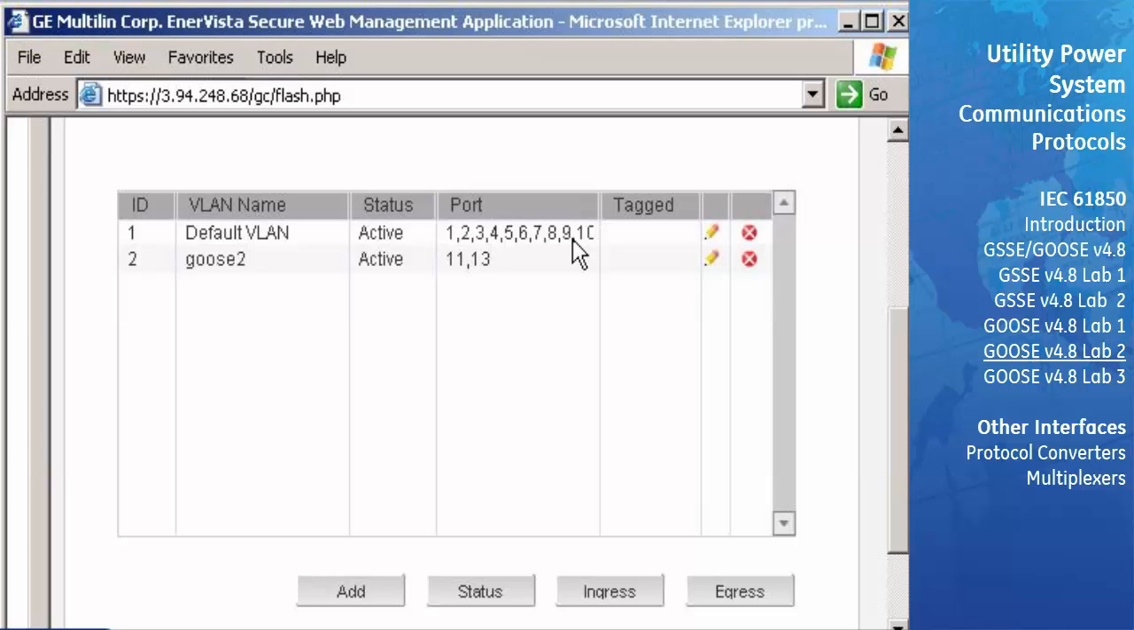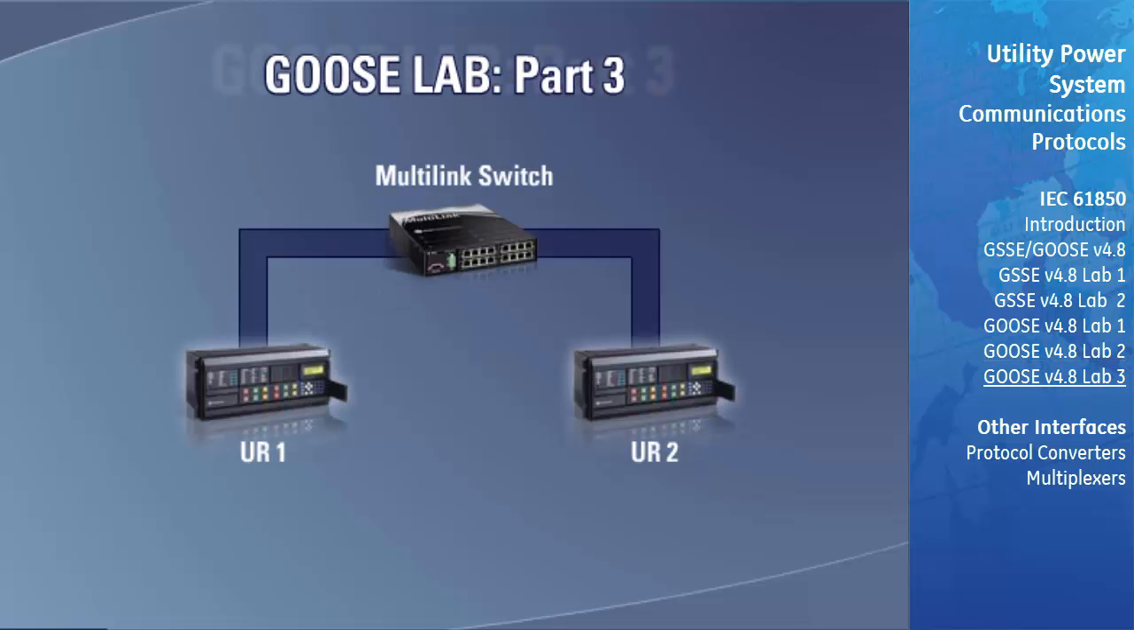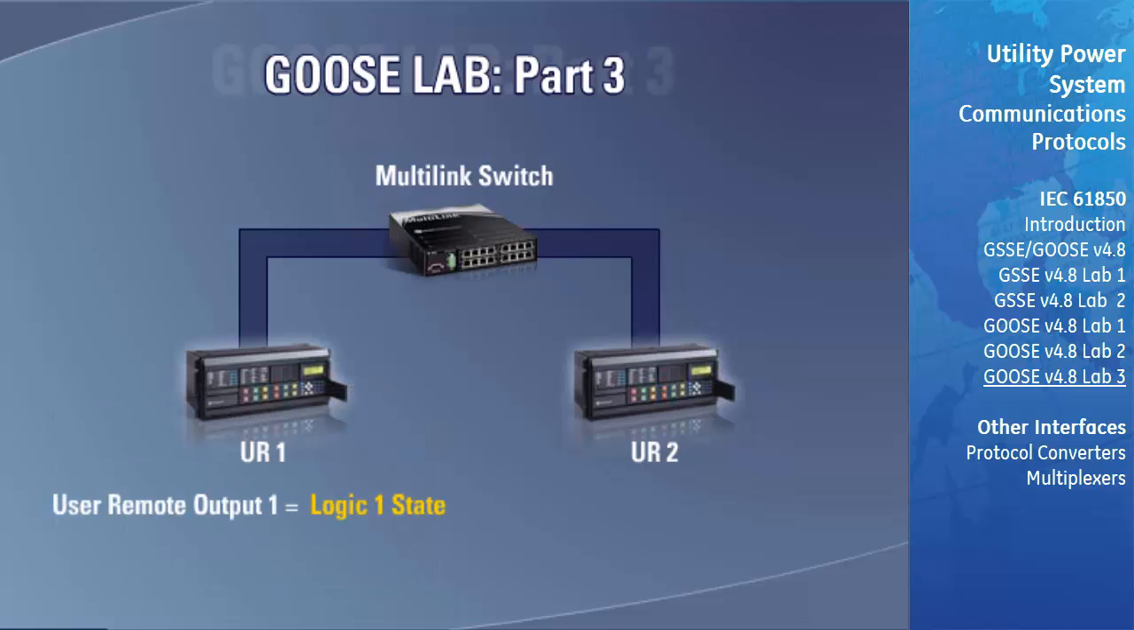Now that the switch has been configured, we'll turn our attention to the universal relays. We will first configure UR1 so that when Control Push Button number 1 is pressed, the status of User Remote Output 1 will change to a Logic 1 state, resulting in UR1 transmitting a multicast IEC 61850 GOOSE message. Let's verify the connection of the relays to the multi-link ports configured for tagged VLAN GOOSE2.